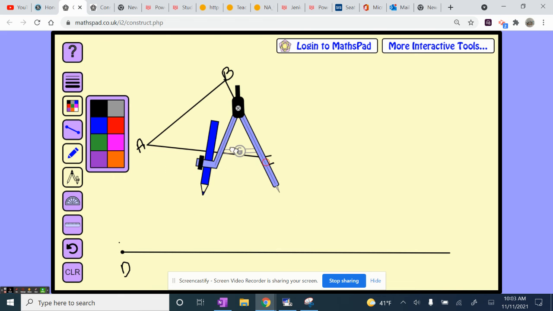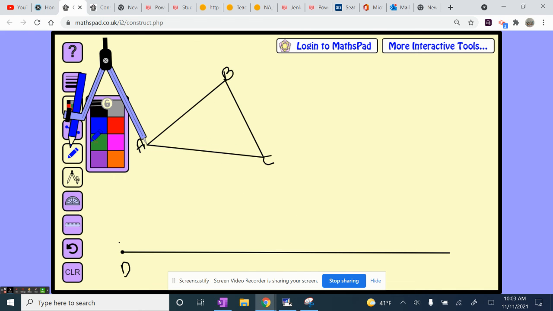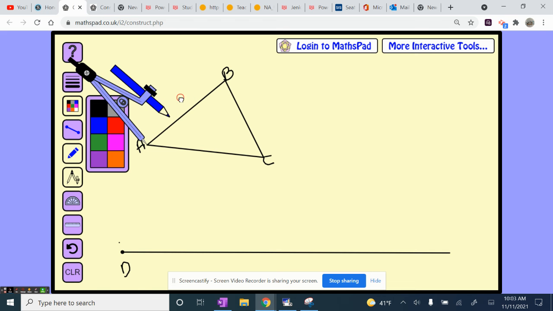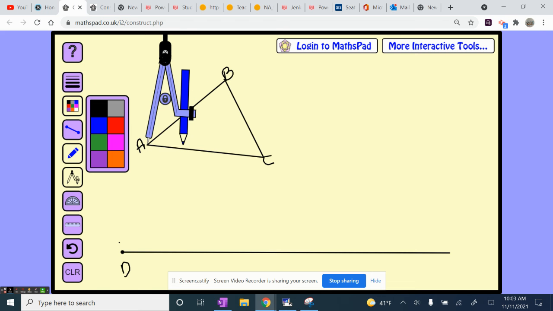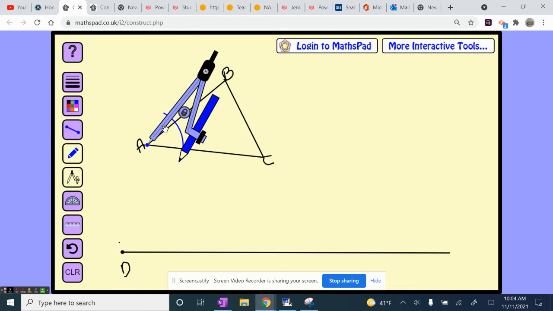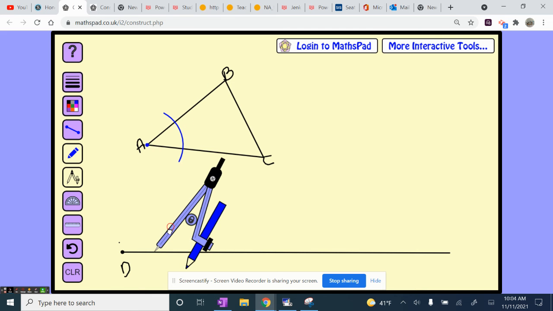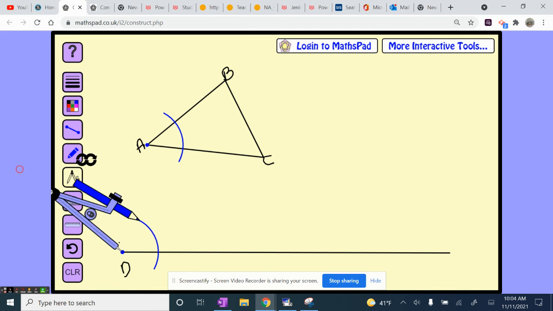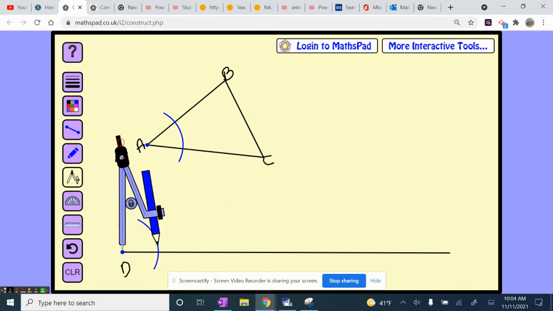So I'm going to come up here, put my needle on A, move my compass around to here, and lock my compass. I'm going to put an arc here with my needle on A, just like that. And then I'm going to come down here with that compass locked, bring it down to D, and reconstruct that arc right there at D. See that?